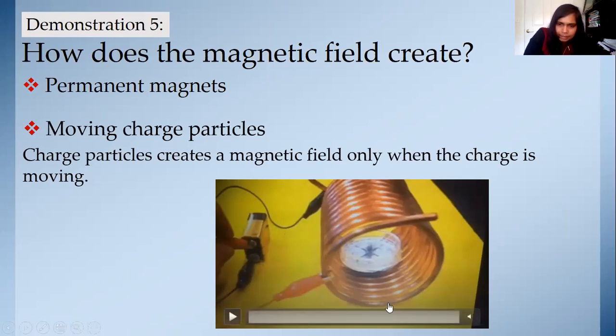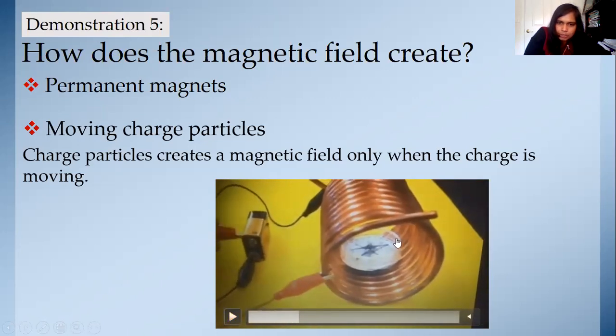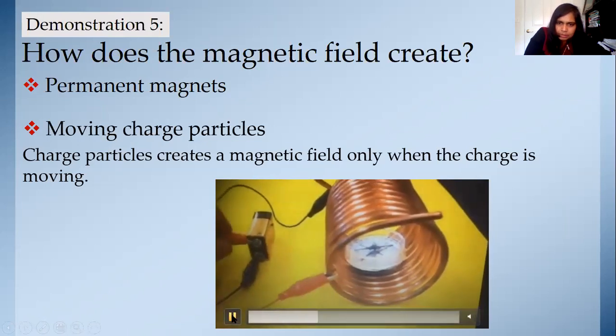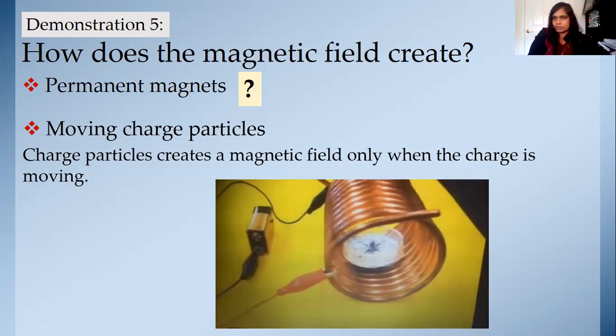So here I'm playing it. It's just a video with no audio. So you just watch what happens to the compass inside the solenoid over here. Okay, so here, no current, so the compass is pointing that way. Now I'm going to connect the battery to the solenoid over here. Then let's see what happens to the compass. See, it starts moving, right? So when I send a current through the solenoid, I see a deflection in the compass.